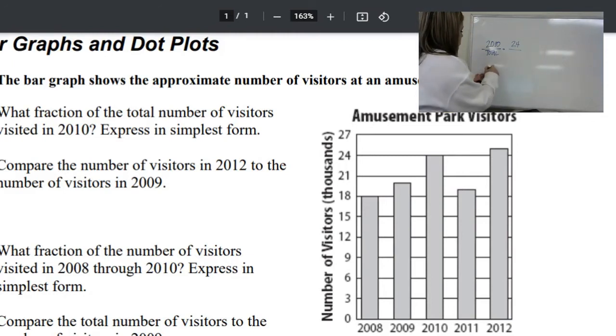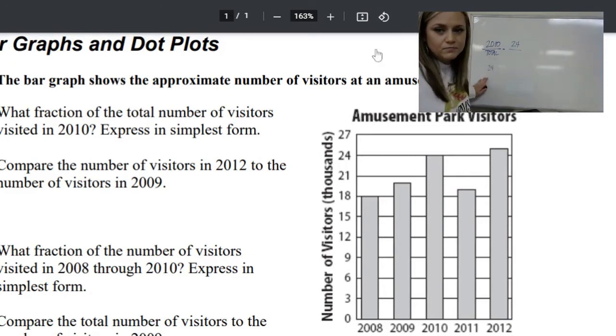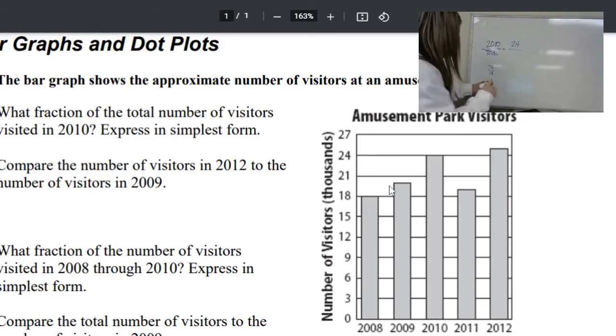Now I've got to find the total of all the visitors. So I know that there's 24 in 2010. I know there's 18 in 2008. 2009 looks like 20. We already got 2010. 2011 looks like 19. I'll put that right up here. And then 2012 looks like 25. So I'm going to add this up.